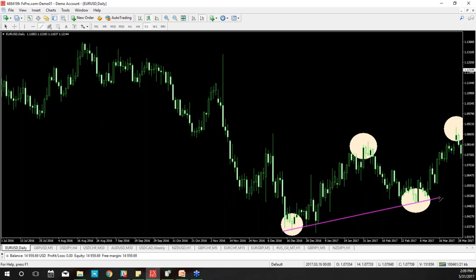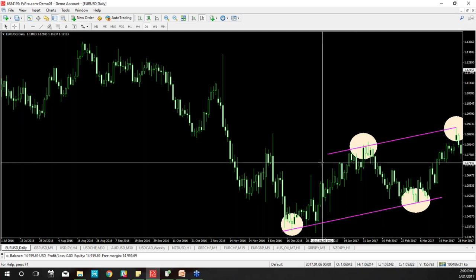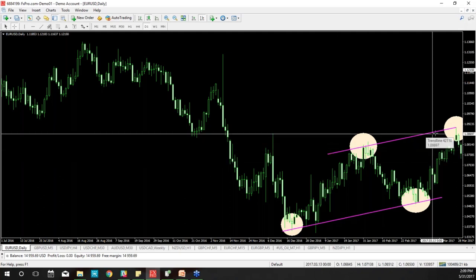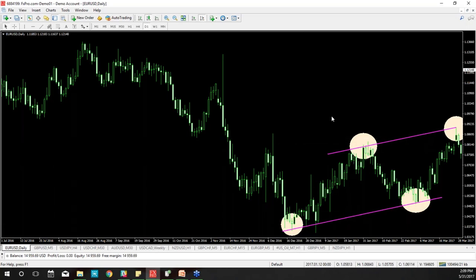So now we built the lower level of the channel, and at the same time we're building the upper level of the channel through the tops. Here it is. And we notice that there is a pretty much symmetric pattern between the tops and the bottoms, meaning that the tops and the bottoms on the chart come with the same intensity.